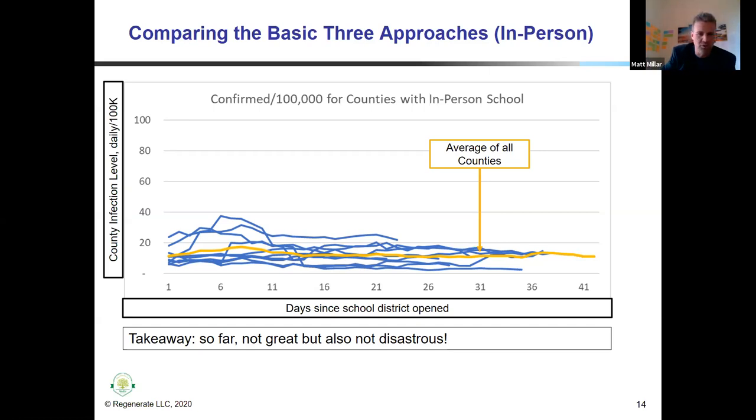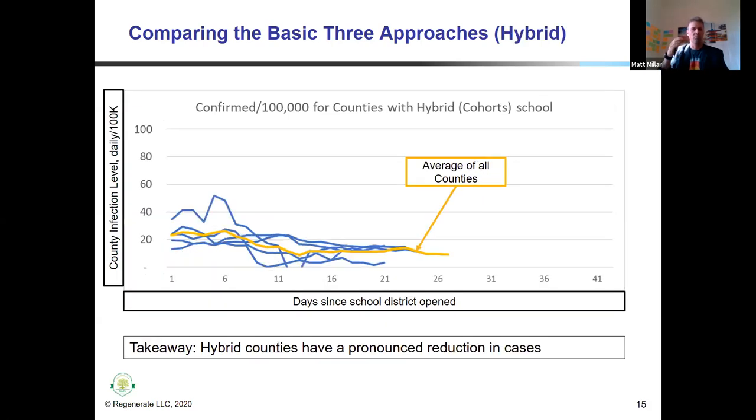These are actual counties, county infection levels. The takeaway from this really is that yellow line: it's not great. There is a slight increase in cases, but it's also not disastrous. Next slide. Hybrid means week on, week off, where you're splitting them into two groups or three groups, usually two, or day on, day off. In the hybrid counties, we see a decrease in cases.